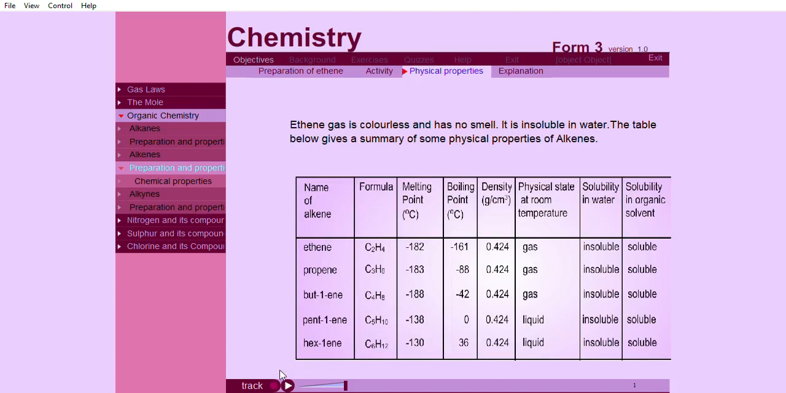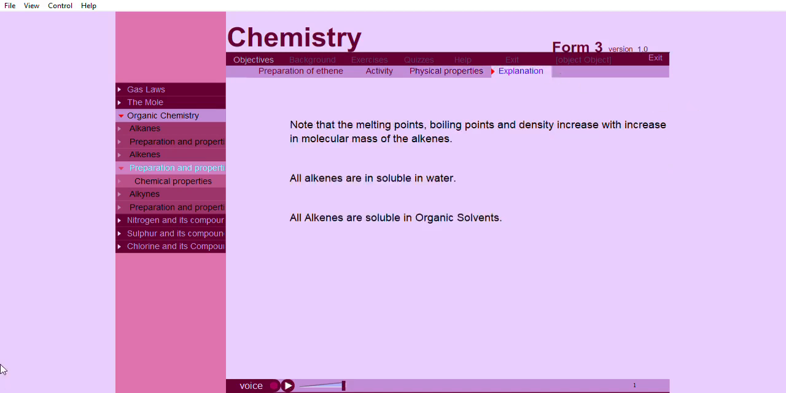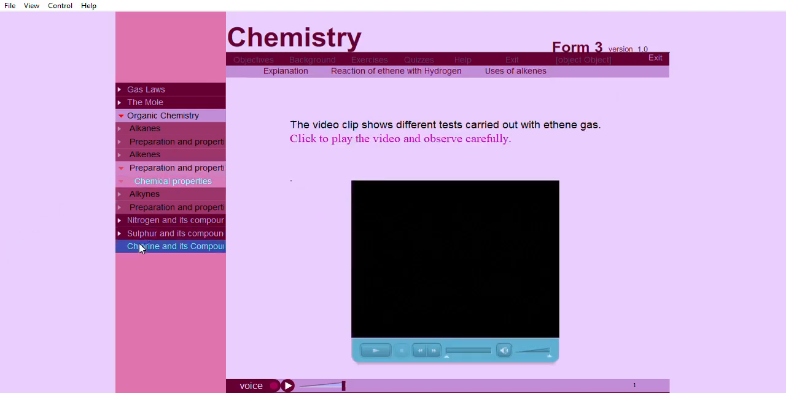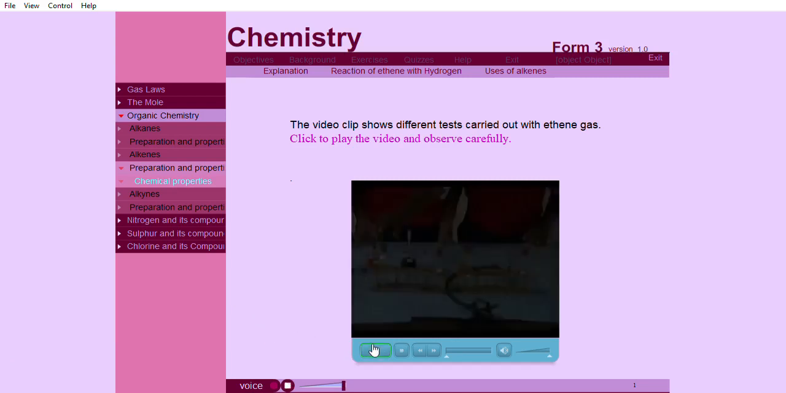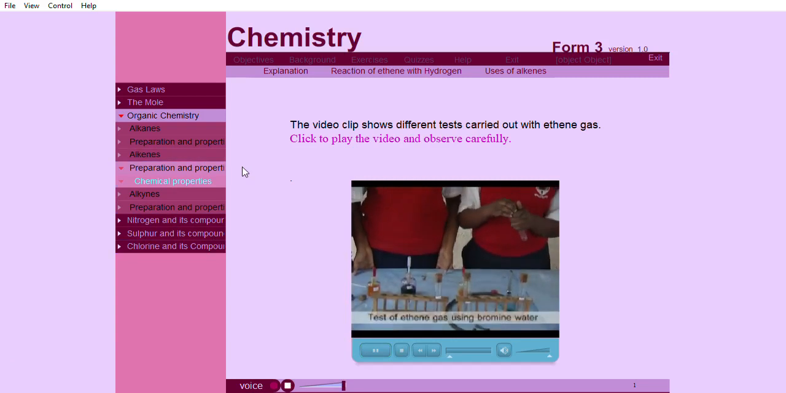Ethene gas is colorless and has no smell. It is insoluble in water. The table below gives a summary of some physical properties of alkenes. The video clips show different tests carried out with ethene gas. Add 2 drops of bromine water into the first boiling tube of ethene and shake.